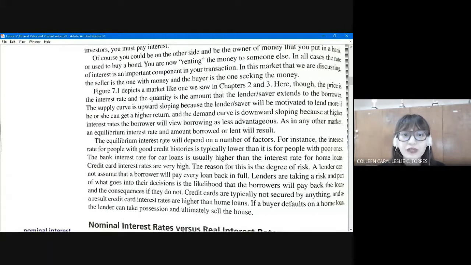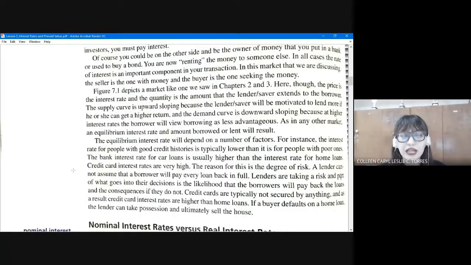The equilibrium interest rate will depend on a number of factors. For instance, the interest rate for people with good credit histories is typically lower than it is for people with poor ones. So sometimes banks would give higher interest rates for people who do not pay their loans on time.